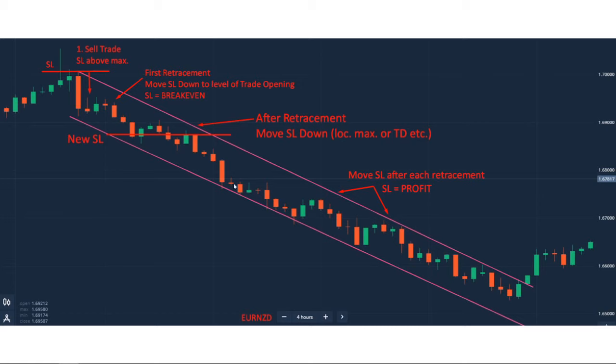And we can continue doing this as the price moves down, retraces, moves down, retraces, moves down, retraces. So we move along with it, and move along with it, and move along with it.